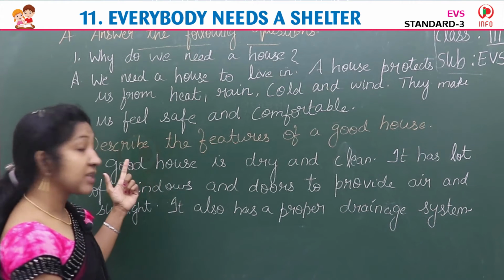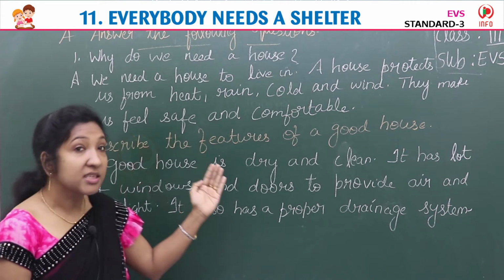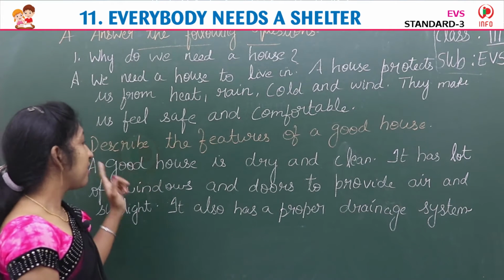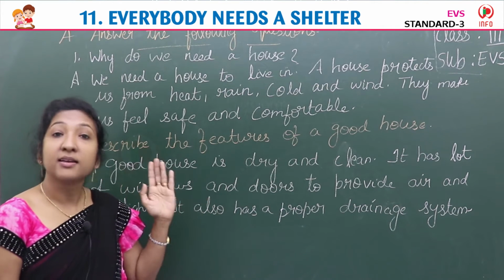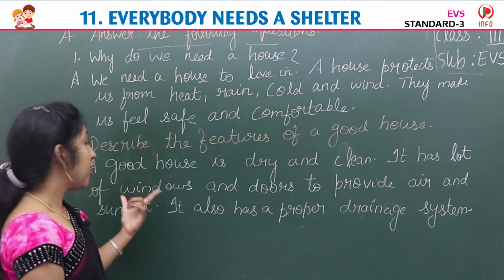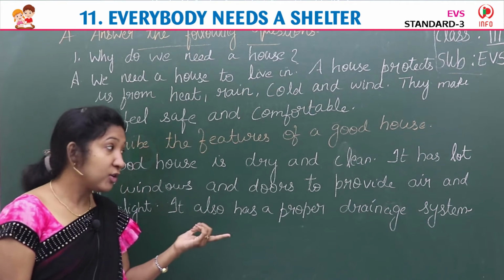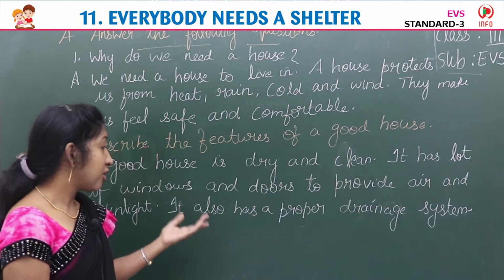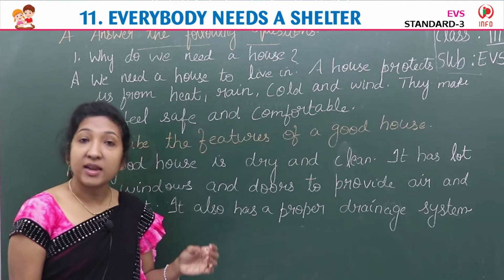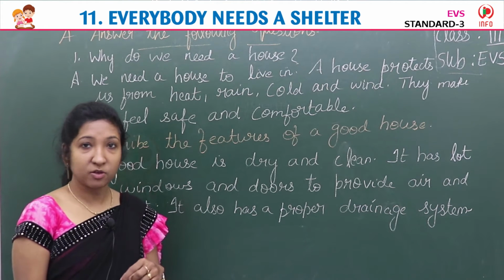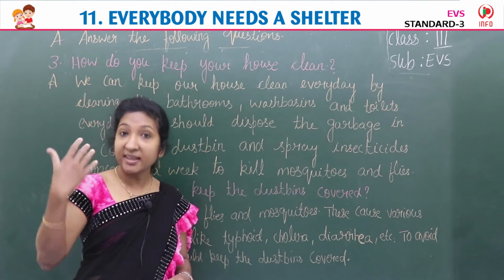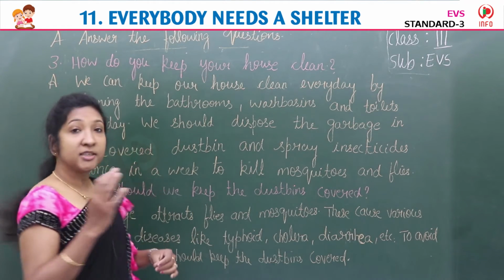So what is the second question, children? Describe the features of a good house. So what are the features? A good house is dry and clean. It has lot of windows and doors to provide air and sunlight. It also has a proper drainage system. Okay. Yes children, so coming to the next question, the third question.